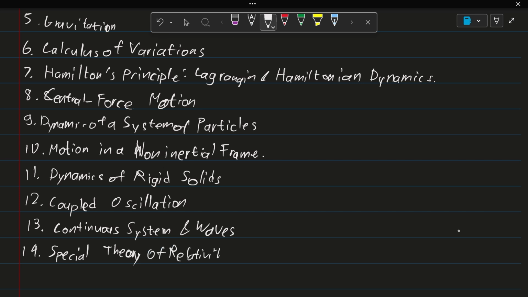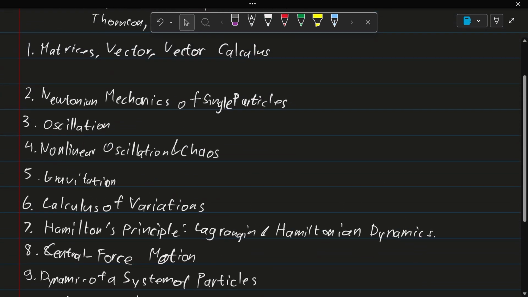The way that you do mechanics, especially when you approach the speed of light, is very different compared to doing it with classical mechanics. So these are all the chapters that we'll later discuss throughout classical mechanics.